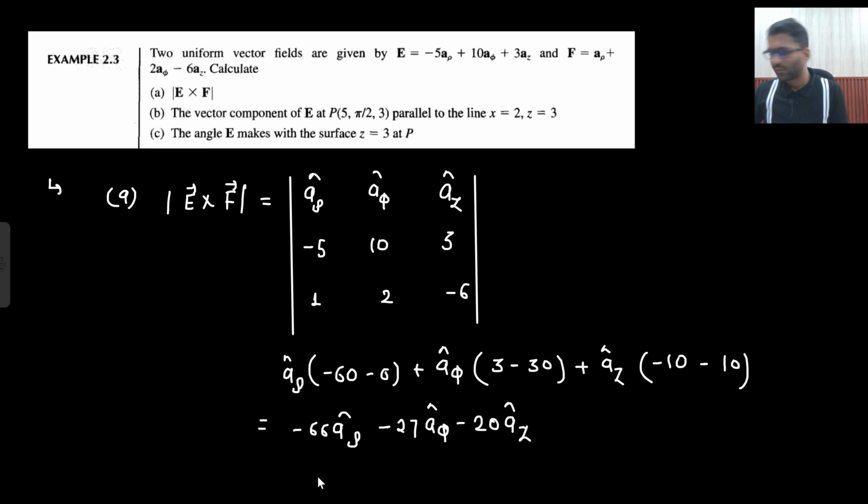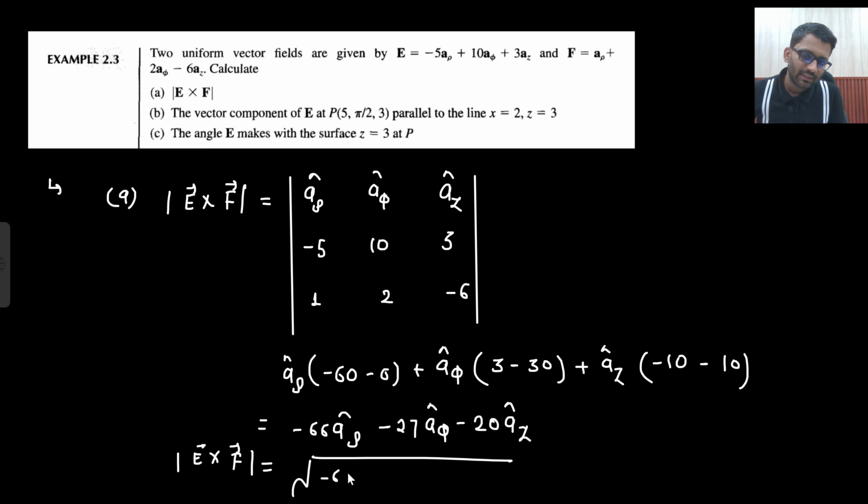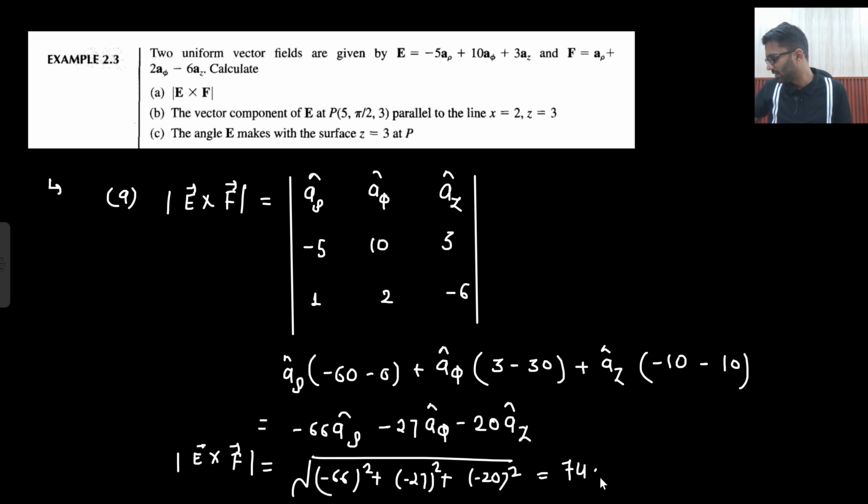And what is the magnitude of it? For getting the magnitude, what you are going to do? -66 whole square plus -27 whole square plus -20 square and then under root. So what I am getting? 74.06. Okay. So this is your E cross F magnitude. Let's solve the next question. So first let's solve the question by formula only. By formula I am solving.